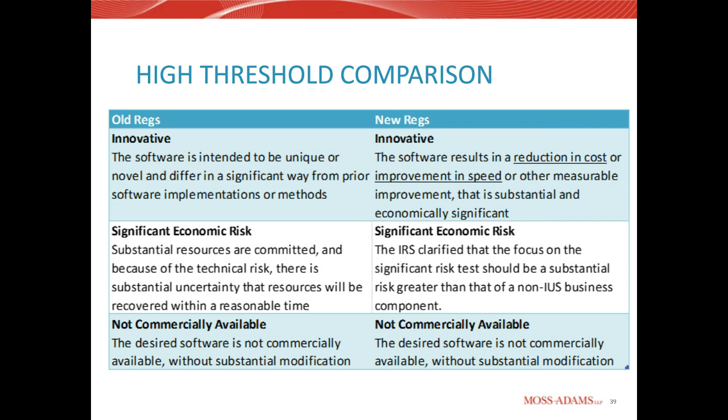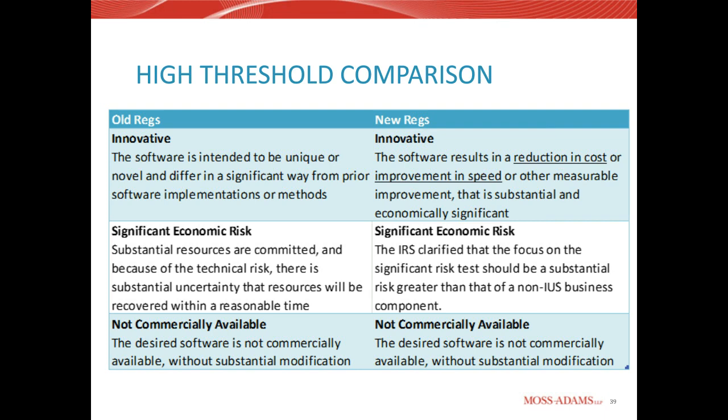So you've got to be able to point to something that shows that reduction in cost or improvement in speed in connection with your claim for IUS. Otherwise, that might present a problem. The significant economic risk, with that one, the focus should be on the level of uncertainty as to whether or not the taxpayer would be able to recover the resources that they're spending on this initiative in a reasonable period of time.